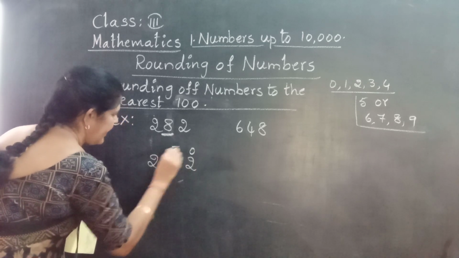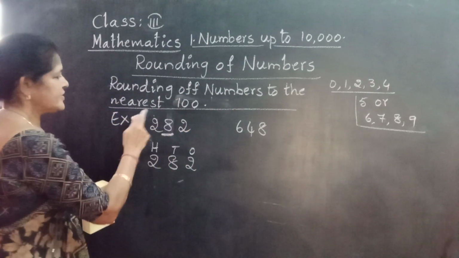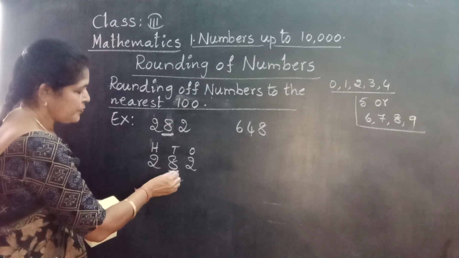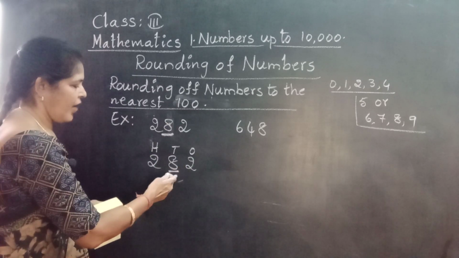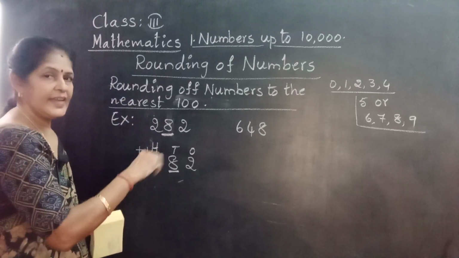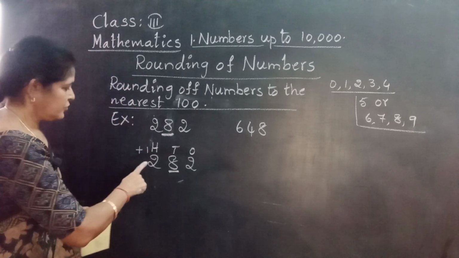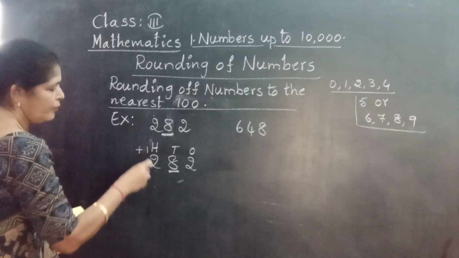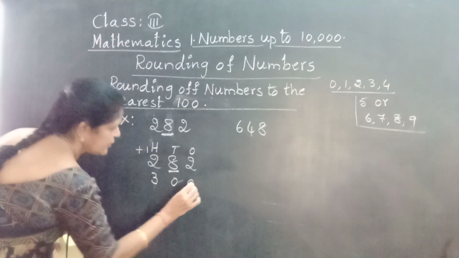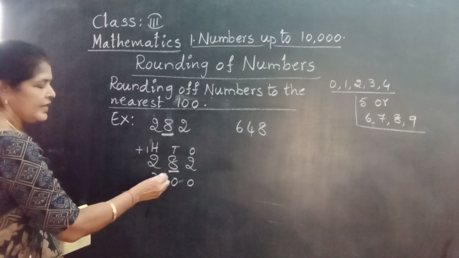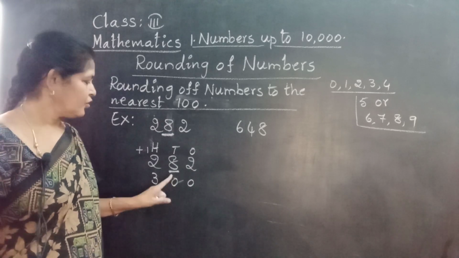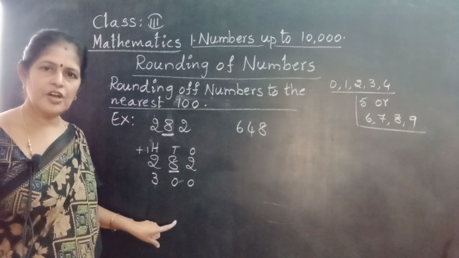282: ones, tens, hundreds. Rounding of numbers to the nearest hundred means check the tens place number. If the tens place number is greater than 5, add 1 to the hundreds place number. 8 is greater than 5, so add 1 to the hundreds place number. 2 plus 1 is 3. 100 has 2 zeros, that's why we put 2 zeros in the ones place and tens place. That means 282 is nearest to 300.